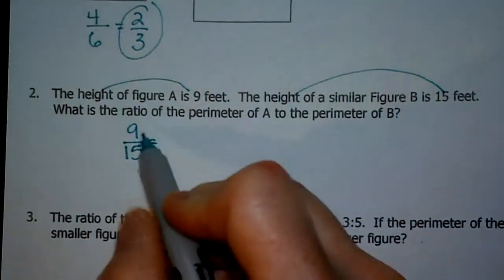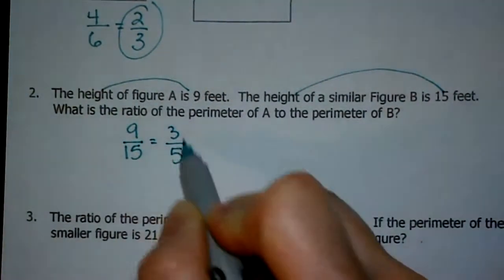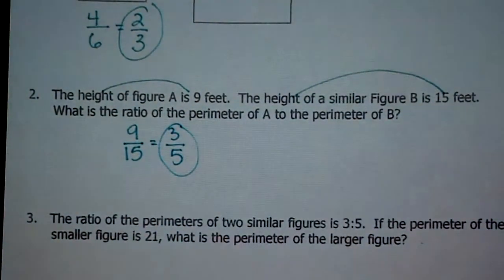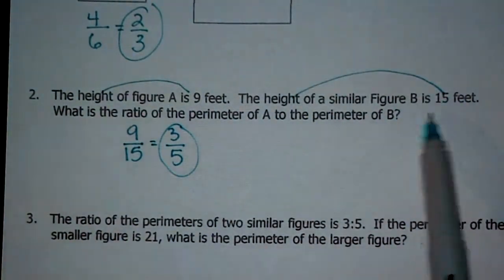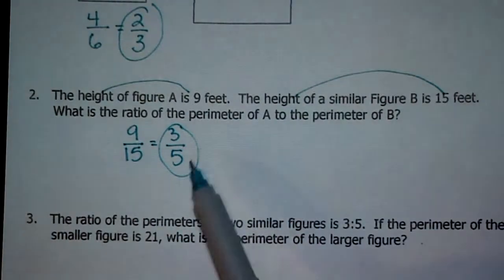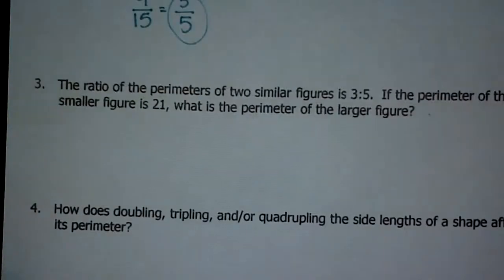Simplify it. GCF is 3. 9 divided by 3 is 3. 15 divided by 3 is 5. And the ratio of their perimeters is 3/5. That means that if I multiplied the perimeter of figure B by 3/5, I'd be able to find the perimeter of figure A. Alright, let's try another one.